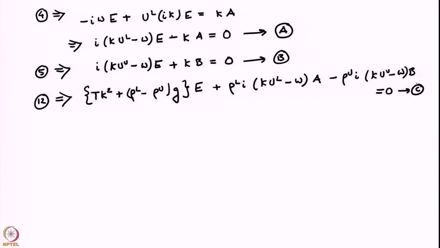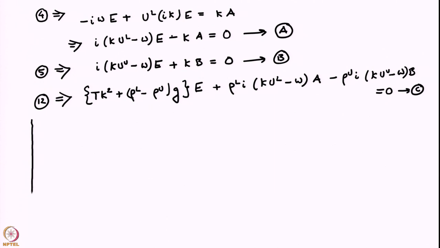Note that we have done this procedure before, except that earlier we did not have a velocity in the base state. Now we have a velocity in the base state. So if you go back and replace u_l equal to u_u equal to 0, you should recover the expression that we obtained earlier. So now we have three algebraic linear homogeneous equations in A, B and E. Once again the procedure remains the same: we take the determinant of the coefficients of A, B and E and set it equal to 0, which will give us the dispersion relation. Let us obtain the dispersion relation.